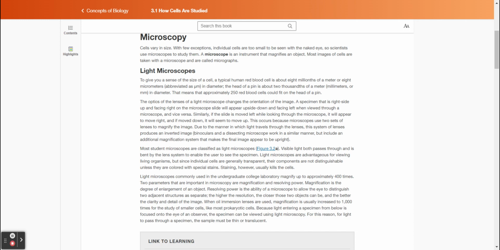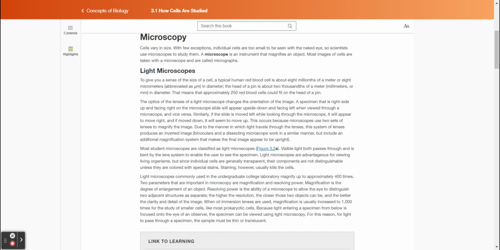Light microscopes. To give you a sense of the size of a cell, a typical human red blood cell is about 8 millionths of a meter, or 8 micrometers, abbreviated as μm, in diameter. The head of a pin is about 2 thousandths of a meter, or 2 millimeters, mm. That means that approximately 250 red blood cells could fit on the head of a pin.